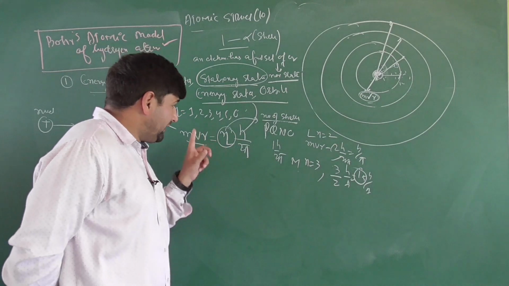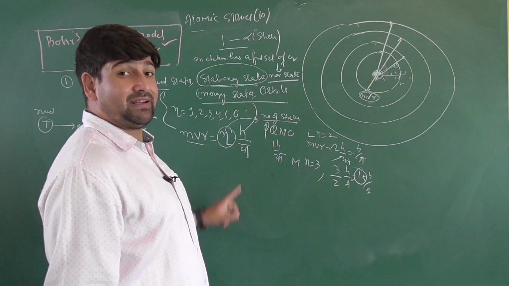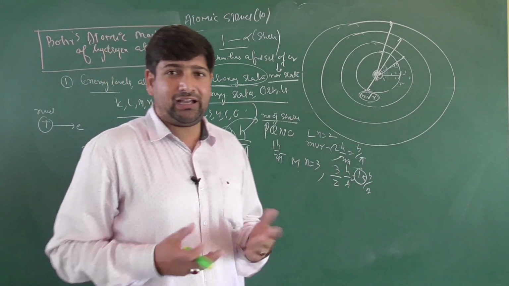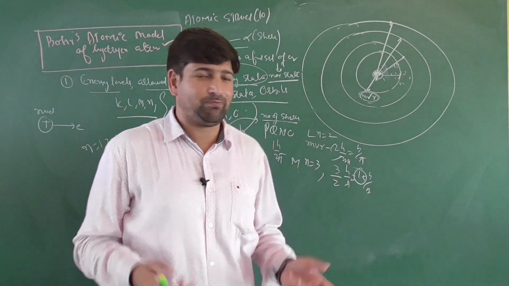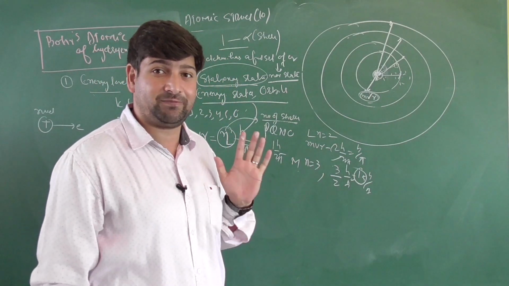Naturally, angular momentum will change when the n value changes, right or not? But the n value cannot be 0.3, 0.4, 0.5 itself. So this cannot be a non-integral value. So energy has to be fixed.